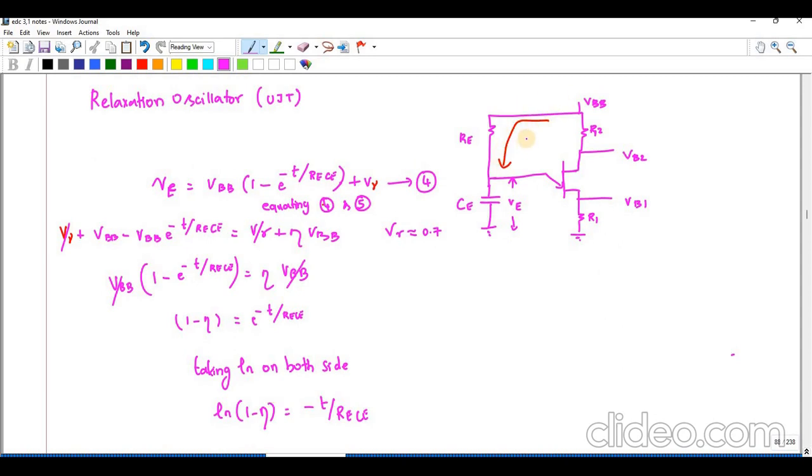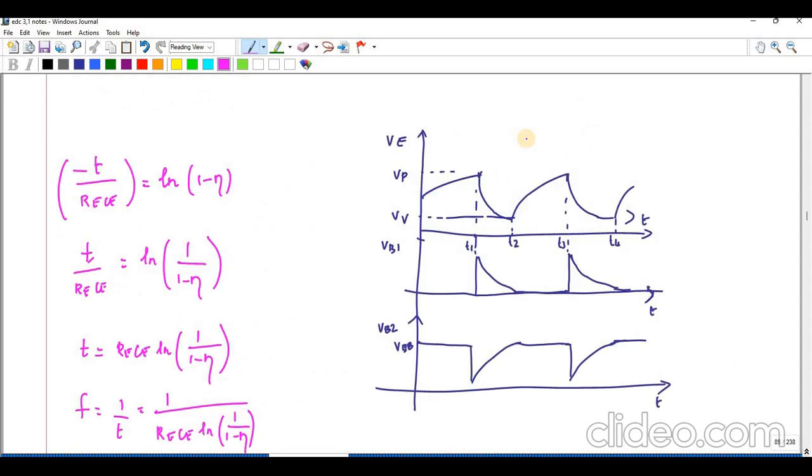So you can see initially the capacitance gets charged. In this direction only the capacitor will get charged. Once it reaches the value, the UJT turns on. So only from here is the UJT on.